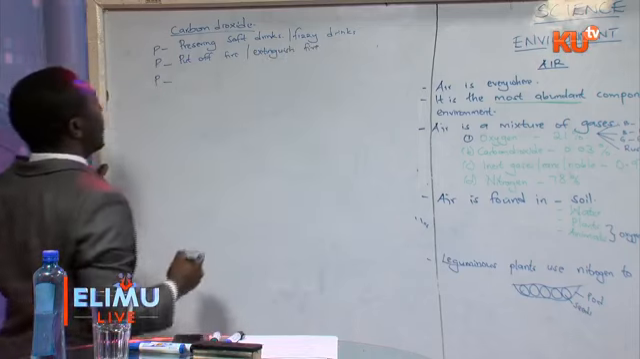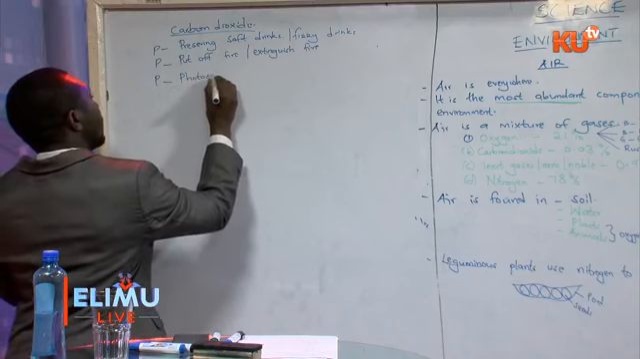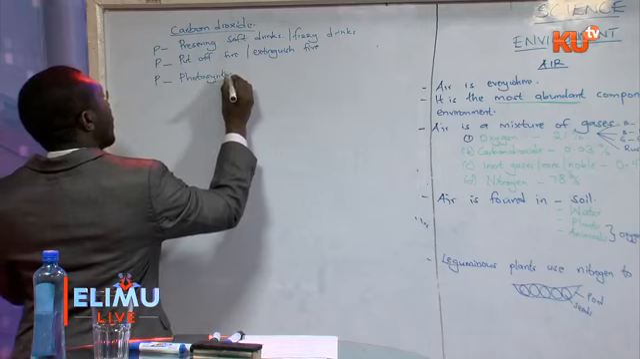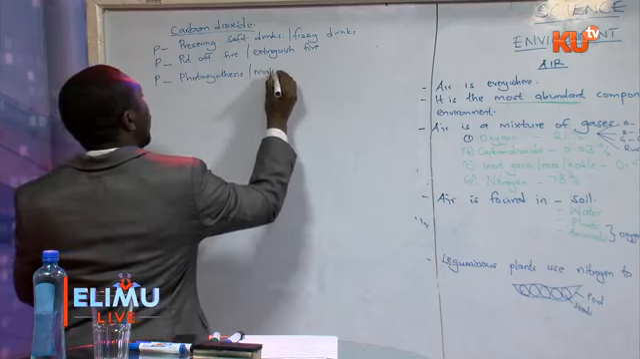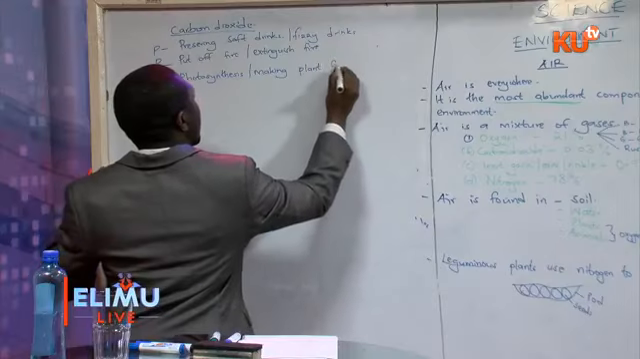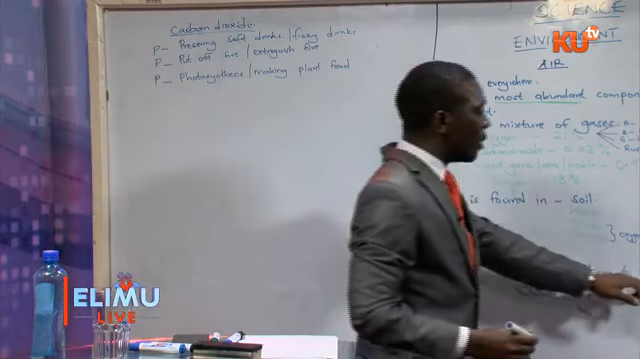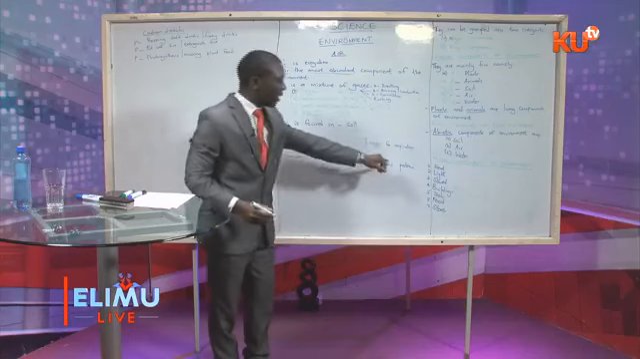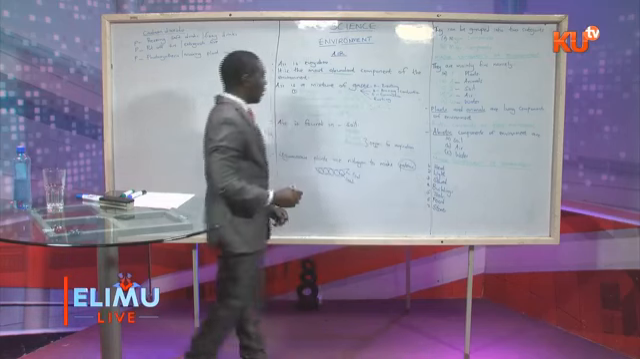Number 3, this oxygen is used for photosynthesis. But in primary science, they use the word making of plant food. That's why I said here, leguminous plants use nitrogen to make proteins. So these proteins are very nutritious. So it is a nutrient that is found in the food.